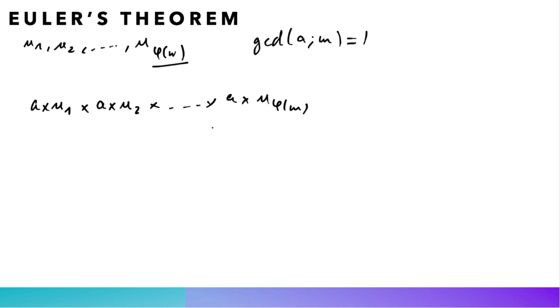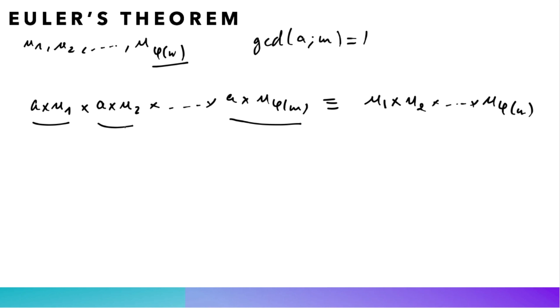What we will have to show is that this is congruent to the same thing, u1 times u2 until we get to u phi of m, which means that this is a rearrangement of all the invertible elements modulo m. So this is our first invertible, this is our second invertible, until we get to the last invertible, and this is because we're multiplying an invertible by another invertible.